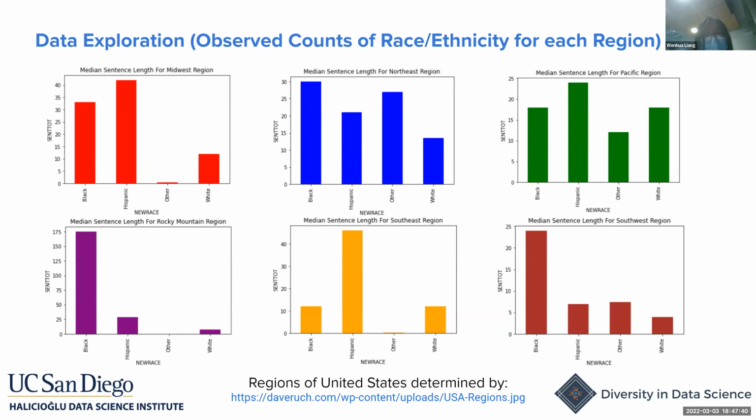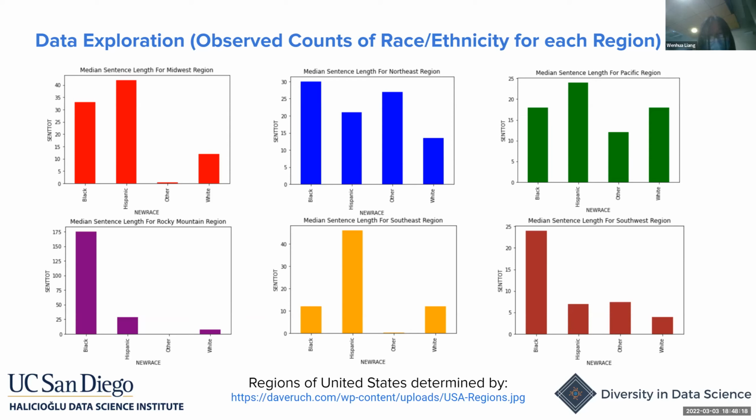These are the visualizations we were able to obtain by analyzing the median of new race versus sentence total by region. We observed that among the different regions, we can see variations among the distribution of new race versus sentence length. For example, the distribution for new race versus median sentence total presented from the Rocky Mountain region is very different from that presented for the Southeast region. Or to be more specific, the Black median sentence length is a lot higher in the graph for the Rocky Mountain region than that of the Southeast region.